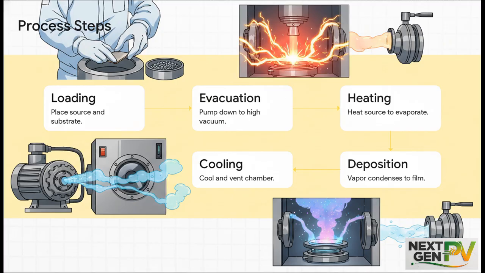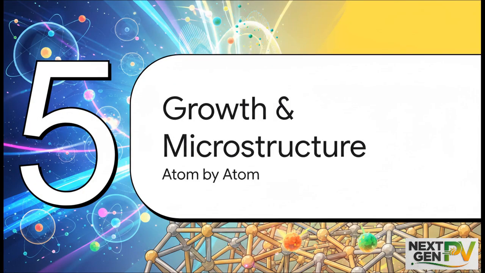Step 4 is the main event, deposition, where the vapor travels up and condenses. And finally, step 5 is cooling and carefully venting the chamber back to normal atmospheric pressure. If you skip the cooling and open it too soon, you'd instantly oxidize and ruin your brand new, extremely hot film.